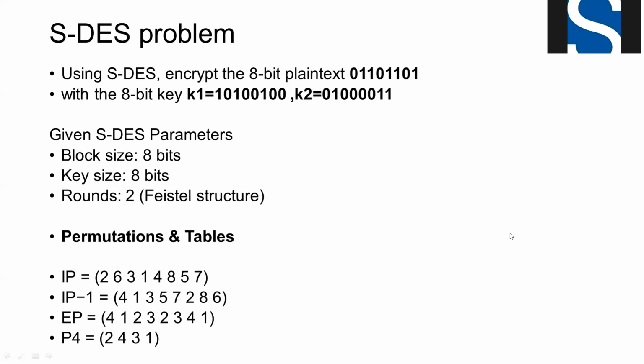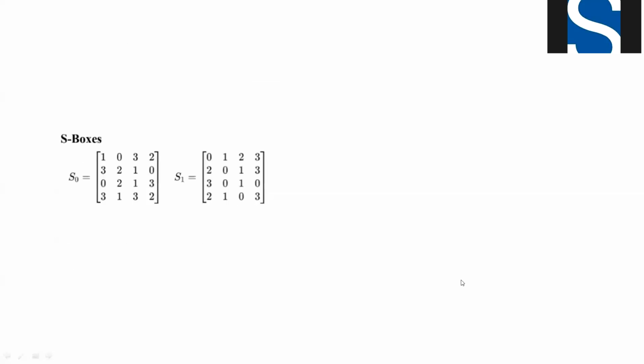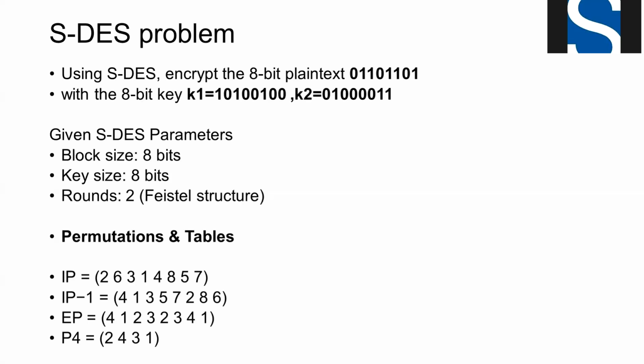So today, in this given problem, we want to encrypt an 8-bit plain text. The plain text is 01101101. We have two keys, K1 and K2. This is given in the question. They have also given that the block size is 8 bits, key size is also 8 bits, and it is using two Feistel rounds. And they have given the permutation tables, like an IP table, IP inverse table, EP table, P4 table, and they will also be giving you the S boxes. So they have given you two S boxes. Likewise, they will be giving you the question.